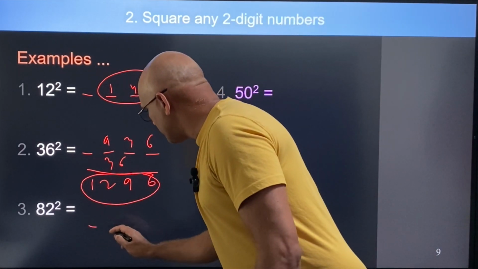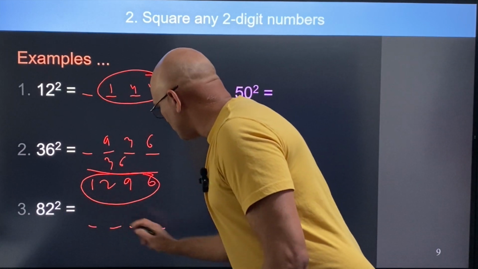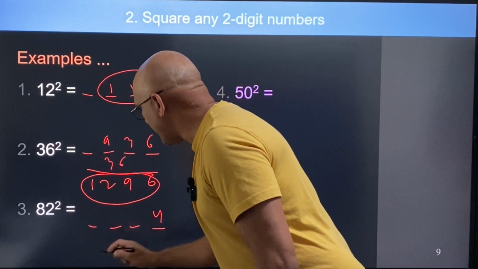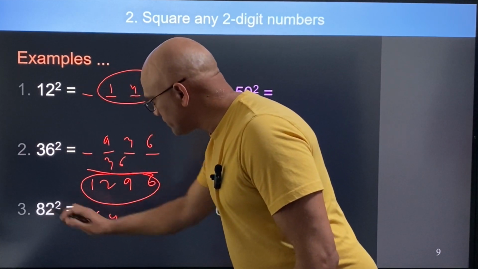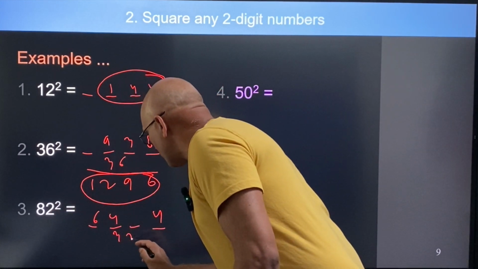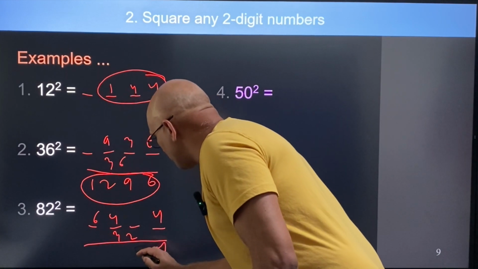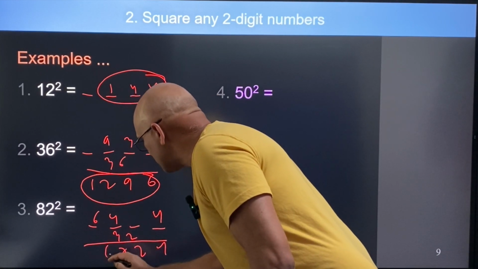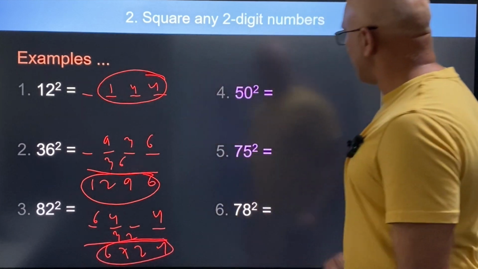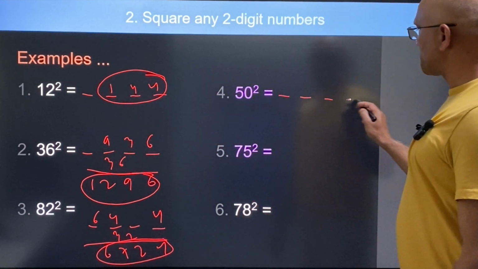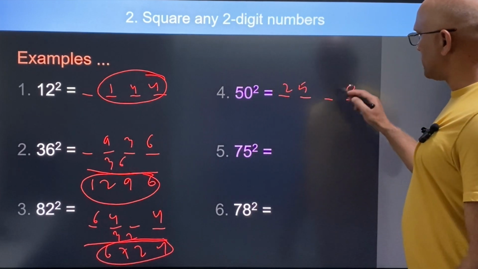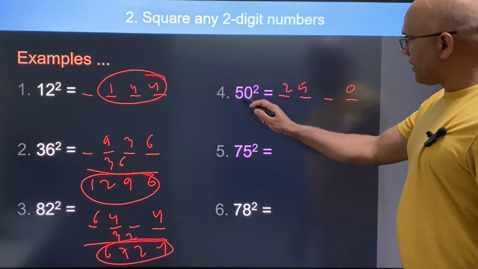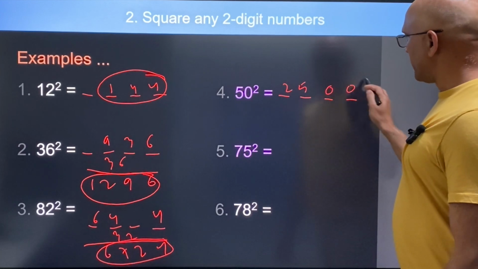82 square. These are 4 spots. 2 square is 4, 8 square is 64, 2 times 8 is 16, times 2 is 32. So this is 4, 2, 7, 6, right? These are 4 spots. 5 square is 25, 0 square is 0, 2 times 5 times 0 is 0, right? So this is the result.